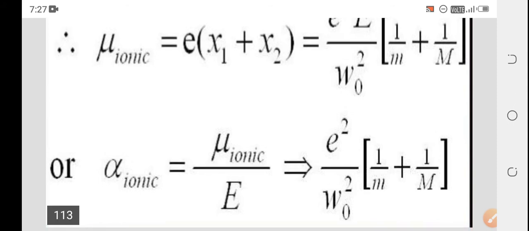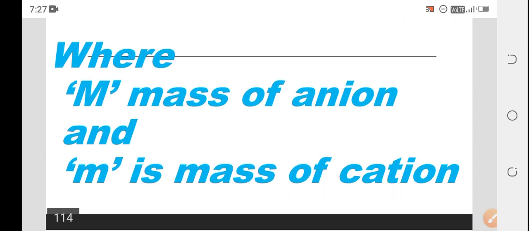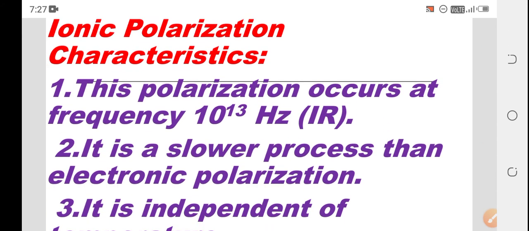In a later slide I can explain this evaluation once again, but due to time I am moving very quickly. In the next video I will put this evaluation and the equation parts in another video also. So alpha ionic is mu ionic by E, that is e square by omega naught square of 1 by m plus 1 by capital M, where capital M is the mass of the anion and small m is the mass of the cation.